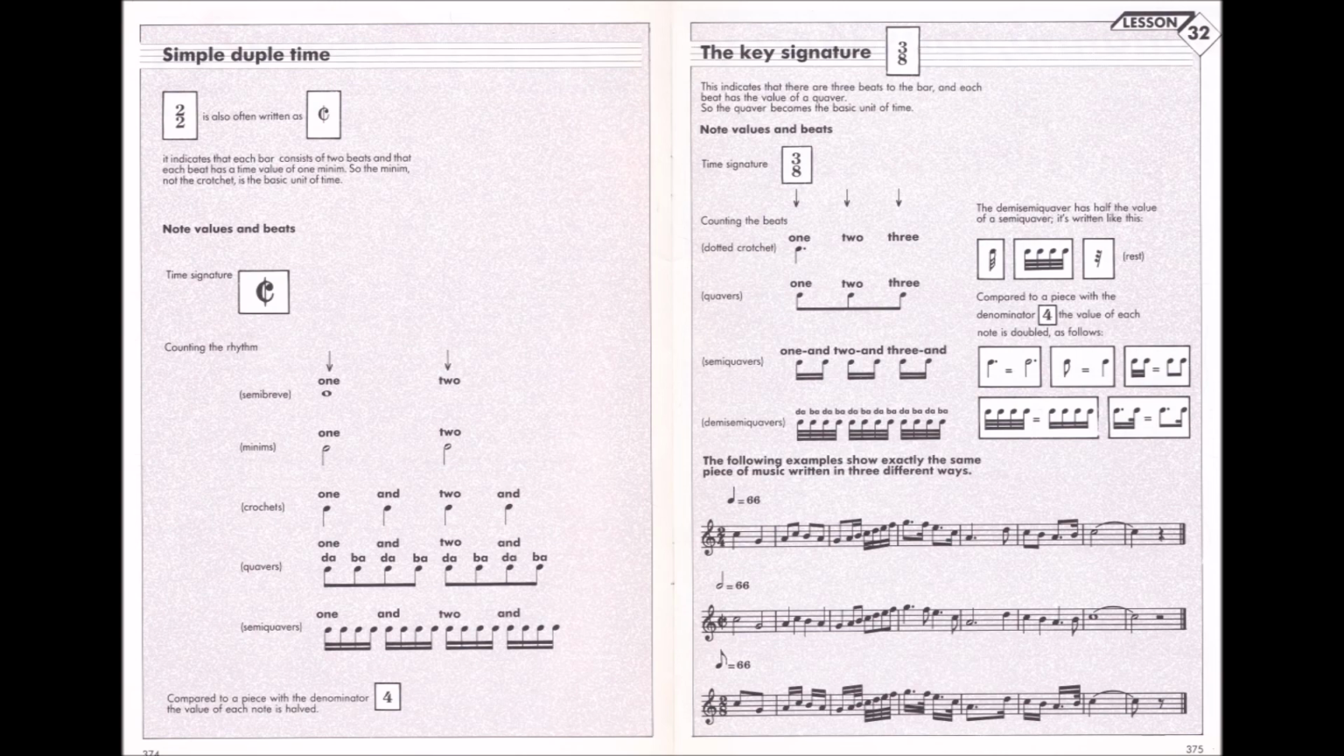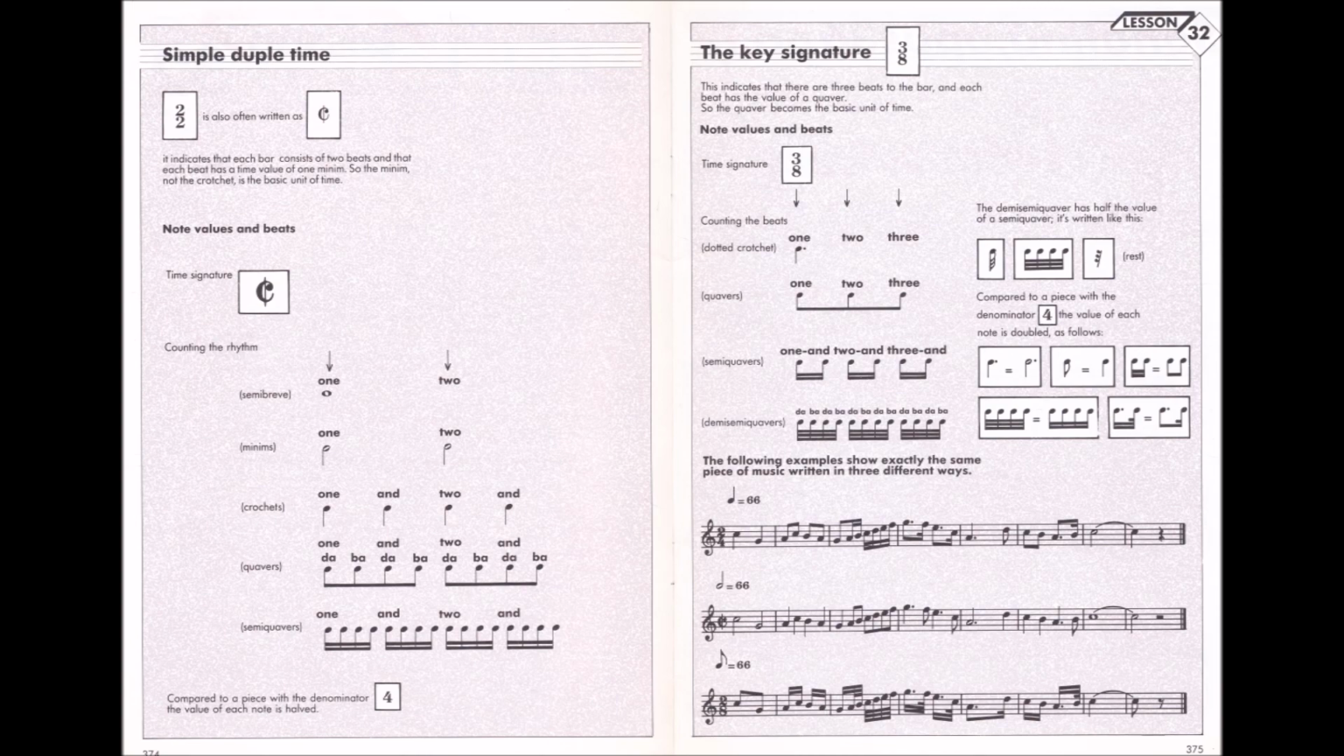2/2 is a simple duple time. Just as the 4/4 time signature can be replaced by a letter C, 2/2 is often indicated by a C with a line through it. There are 2 beats to each bar, and each beat lasts for 1 minim. So crotchets now only make half a beat, and quavers a quarter beat. As a result, you count crotchets 1 and 2 and 1 and 2 and you count quavers dabba dabba dabba dabba. In effect, you could say that the time value of each note is halved.